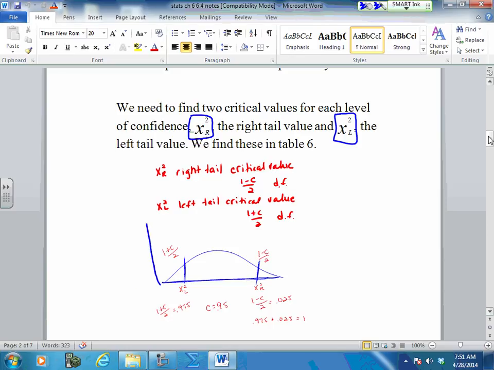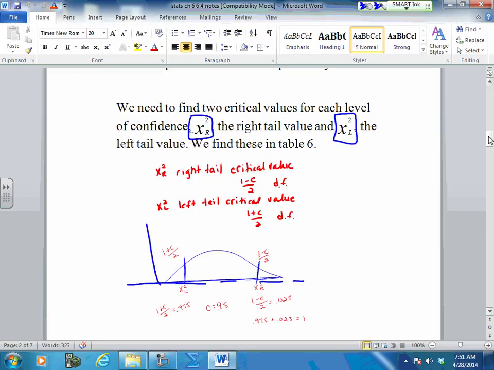Now here again is where my graph comes from, right? So I find the left one, I find the right one. Remember I showed you symmetry in your chart? You're going to use that concept to find it. You're going to find the right one and the left one all the time. Your area is always to the right instead of to the left like on your z-score.